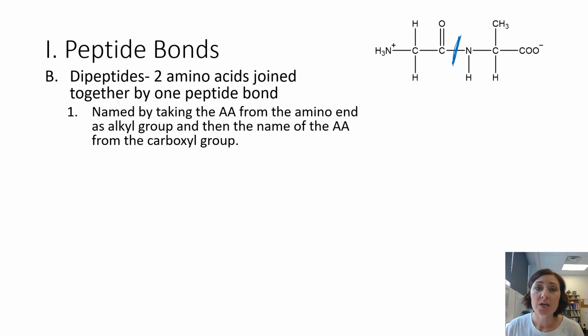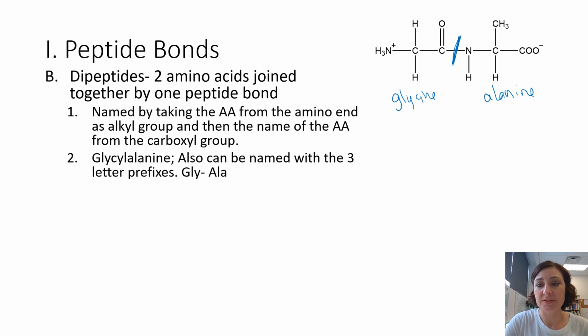We can name dipeptides, and we do that by taking the amino acid as an alkyl group, from the amino end. So this was glycine, and this was alanine. We take the amino acid from the amine end and we name it as an alkyl group. So glycine would become glycyl, and then we just name the second one as is, alanine. So this dipeptide would be glycylalanine.